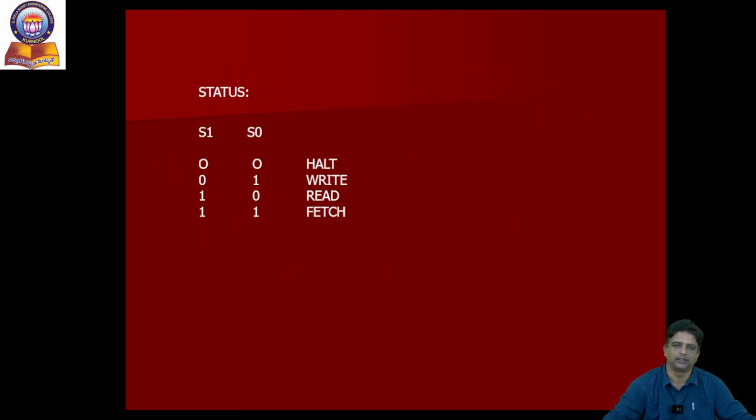Then along with that, it will also have some status indication. This differs from the status register. This is status indication to the connected peripherals. What is our microprocessor performing? Some read operation, some fetching operation, some write operation, or it is in a stable state performing no operation, which we consider as halt operation.